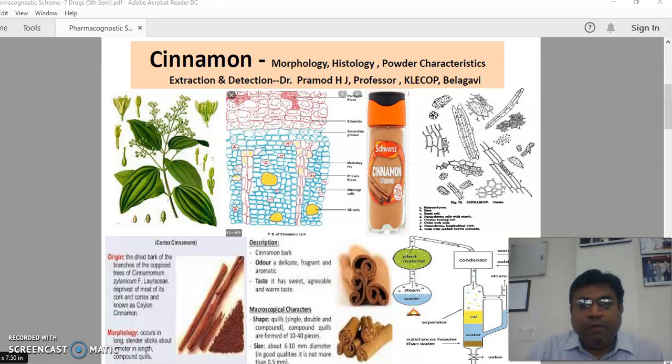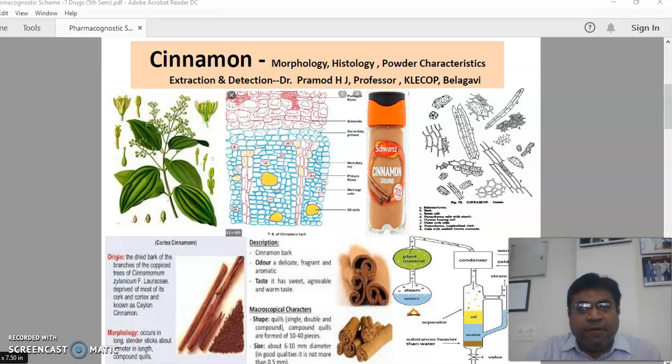Today we will be discussing the crude drug which is there as per your syllabus, that is cinnamon. Where we will be discussing its morphology, the histology, powder characteristic features, the extraction and detection. So myself, Dr. Pramod, Professor in Department of Pharmacognosy, KLE College of Pharmacy, Belagavi.